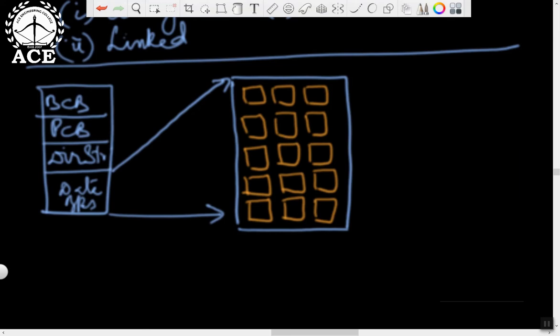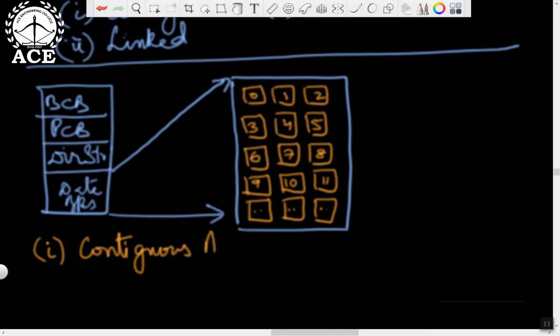Every block is given a number starting from 0. This is block number 0, block number 1, block number 2, block number 3, like that it goes. I number all the blocks and so on. Okay. So what is going to happen under contiguous allocation? First let us introduce contiguous allocation.